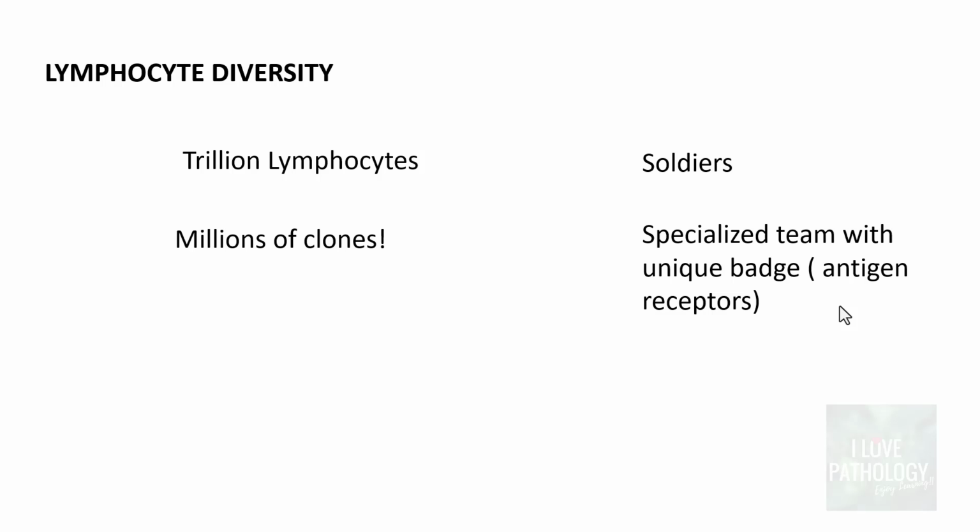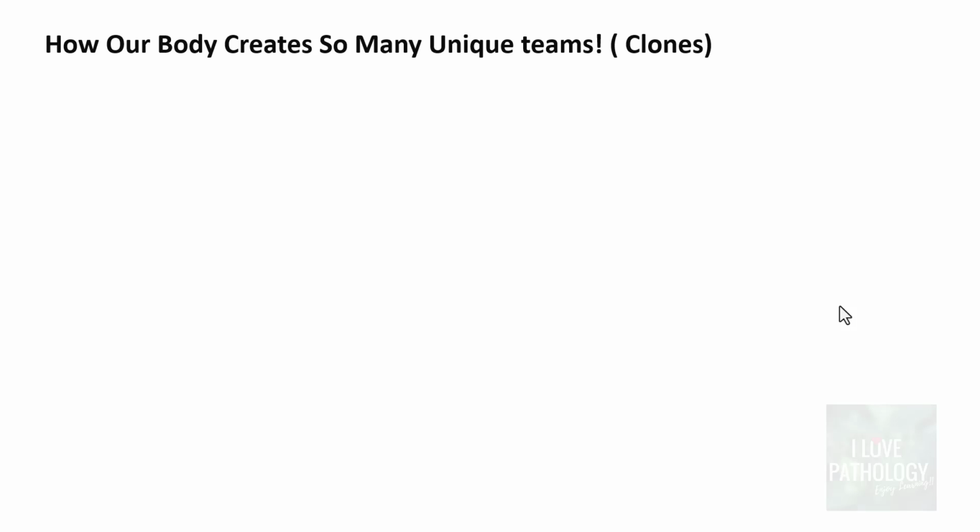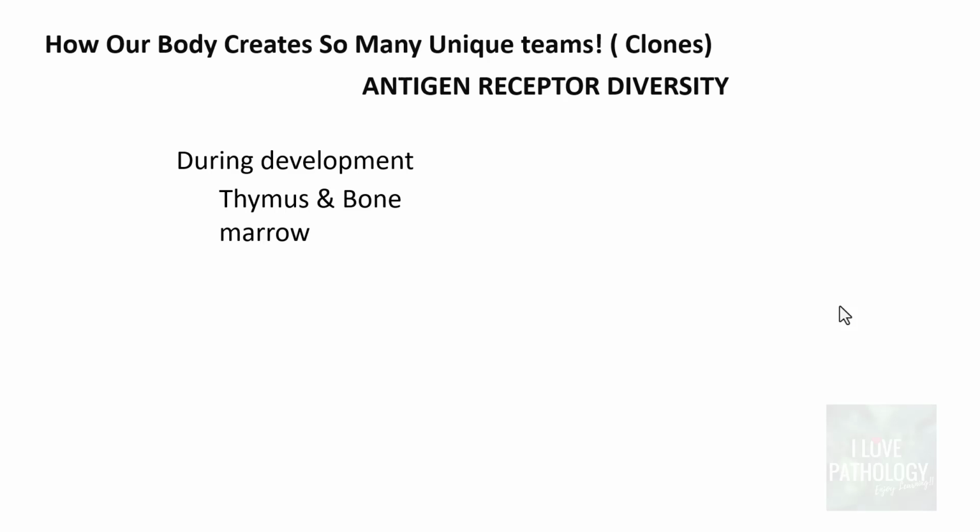Now, there are trillions of lymphocytes in our body, and there are millions of clones. Each of these clones is like a specialized team among the soldiers with a unique badge, and these badges are the antigen receptors, which identify a particular antigen. Now, let us see how our body creates so many types of receptors, so many unique teams, so many clones. That means we're looking at antigen receptor diversity.